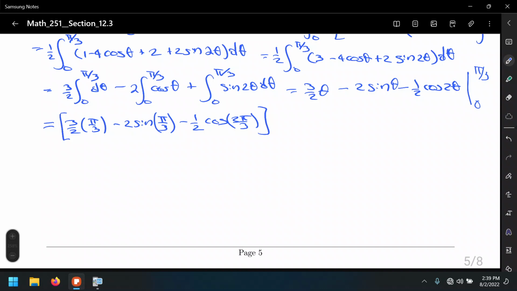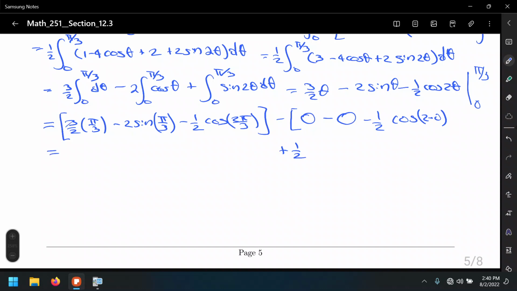Now let's do the lower limit, but this time be careful, because for the lower limit not everything is going to get zeroed out. For the first two terms it's fine. Over here that's going to be a 0 minus 2 times sine of 0, which is also 0, but this is going to be negative 1/2 cosine of 2 times 0, but 2 times 0 is 0, cosine of 0 is 1, times a negative 1/2, it's a negative 1/2. So we're going to have minus a negative 1/2, be careful, that's going to be plus 1/2.